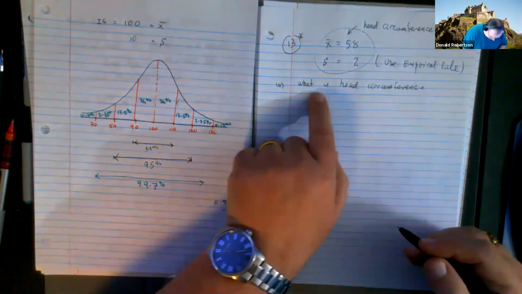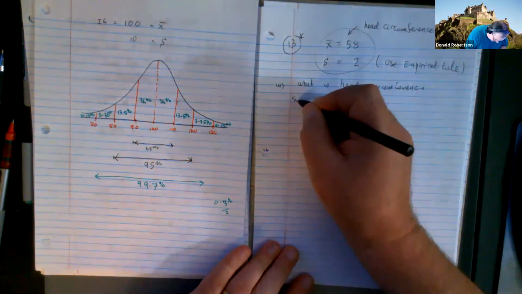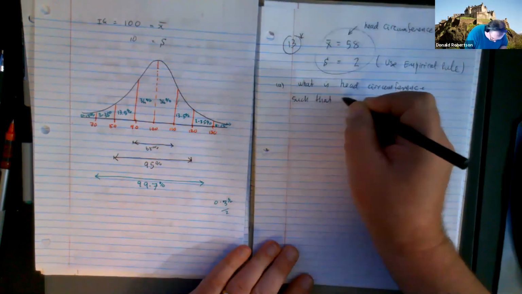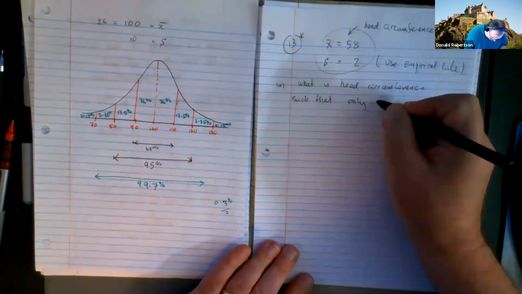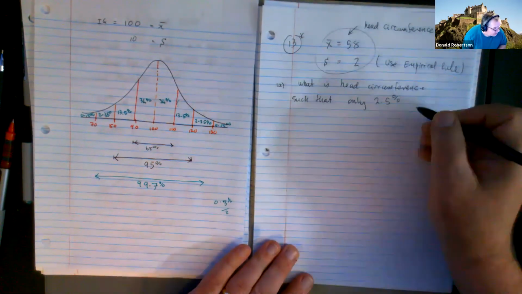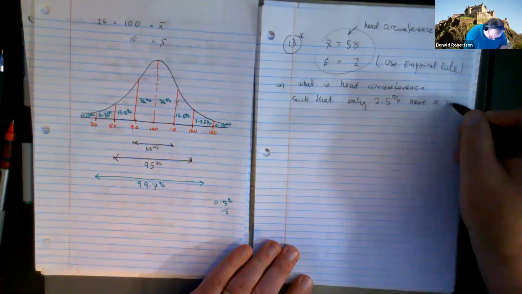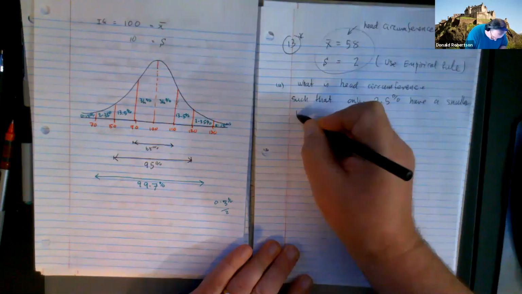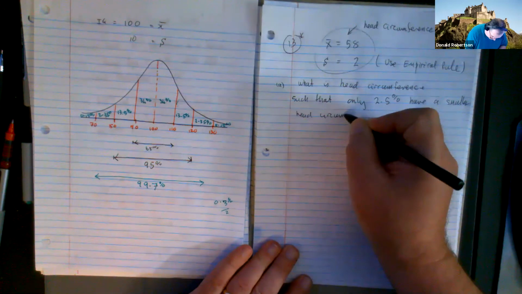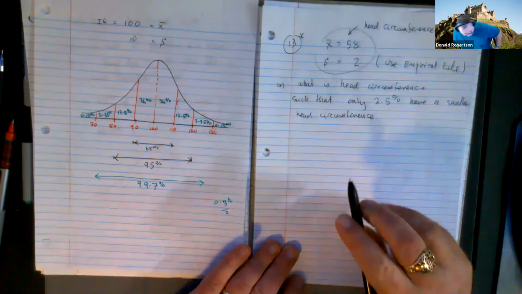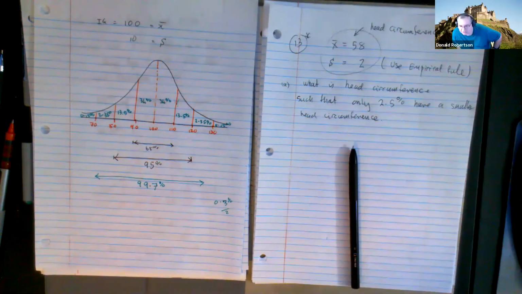So what is the head circumference such that only 2.5% of adults have a smaller one? You know, I could have made that sentence 10 times shorter. How big does your head have to be so that you're in the bottom 2.5%? Wouldn't that be the equivalent question? How big of a head do you need to be in the bottom 2.5%?